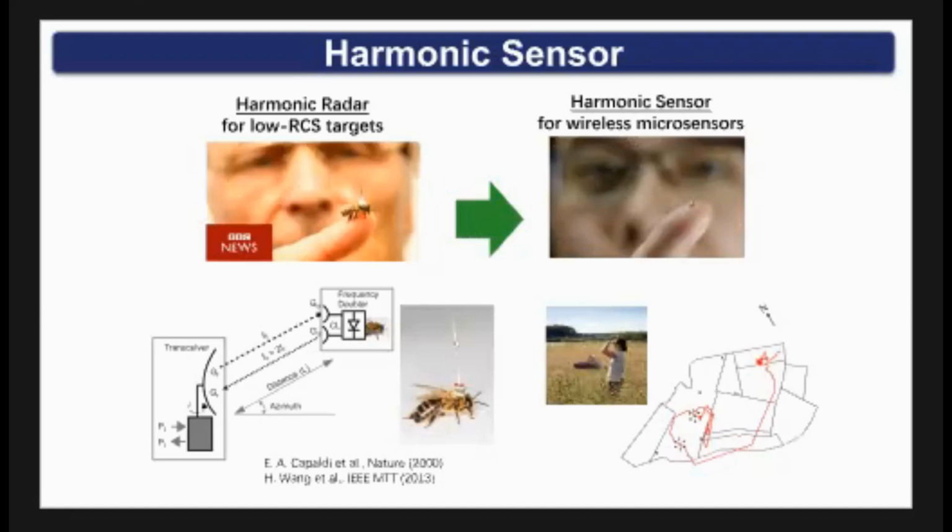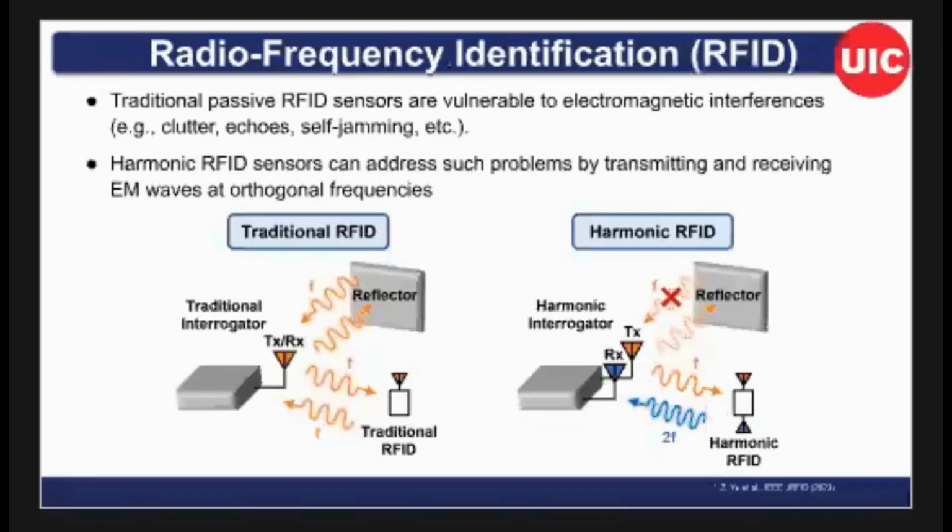Then I was thinking: this is a tiny sensor, the microchip, and this is a bee. They look similar, so probably we can apply the same concept, harmonic radar. When we do some manipulation, we make a harmonic sensor. The sensor can receive the fundamental and backscatter the second harmonic. So even if the sensor is battery-free, without any digital memory, without any non-volatile memory, you can still detect the sensor.